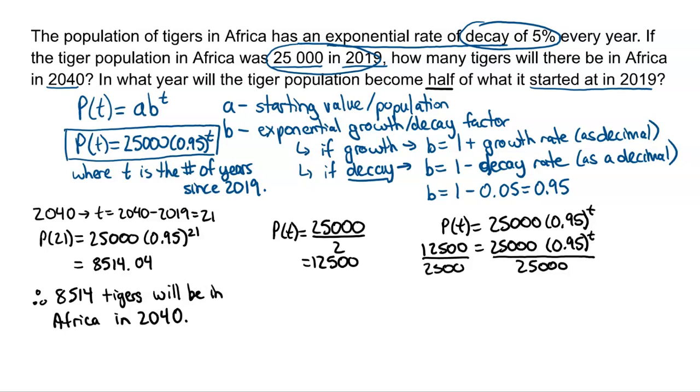So we're going to divide here to cancel out the 25,000 from the right side. And I get 0.5 or 1/2 on the left side. And so 0.5 is equal to 0.95 to the power of t. And here's where we can use logs.